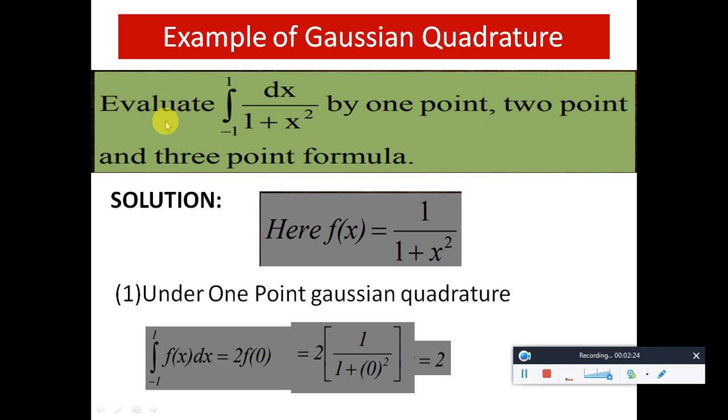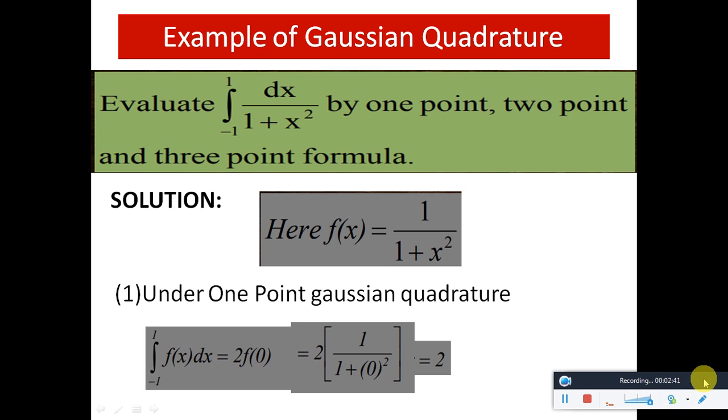So let us evaluate the integral from minus 1 to 1 of dx by 1 plus x square by the 1-point, 2-point and 3-point Gaussian formulas. We will see them one by one. First we will consider the 1-point Gaussian quadrature. Here let us take f of x, the integrand, as 1 by 1 plus x square.